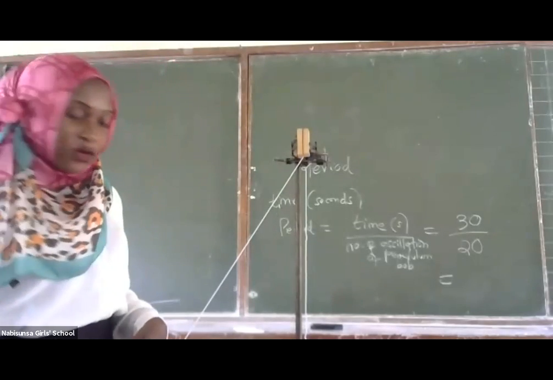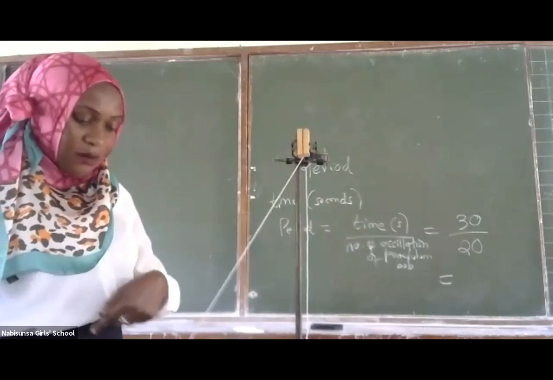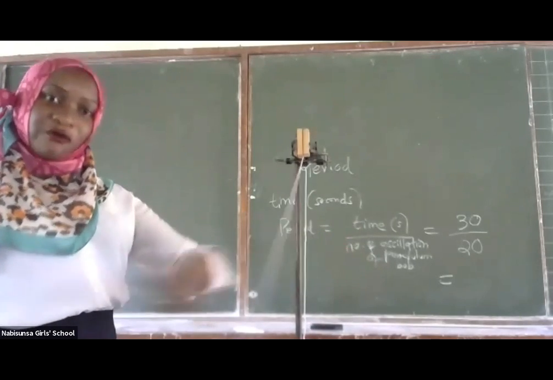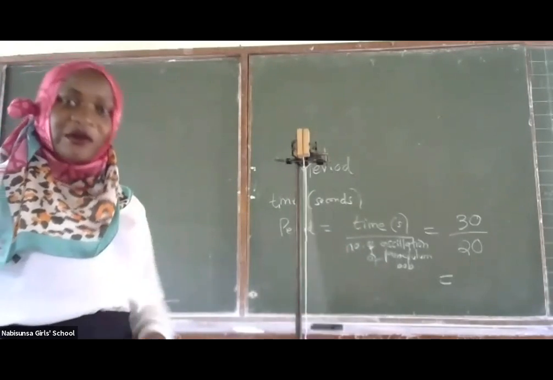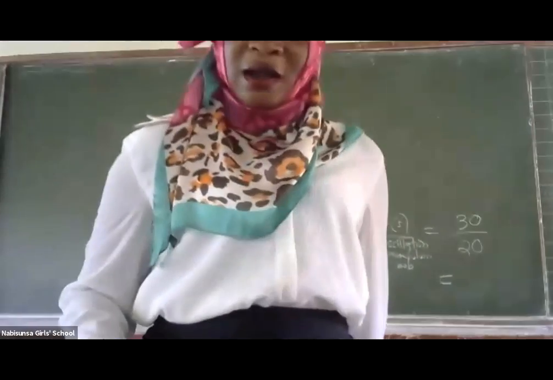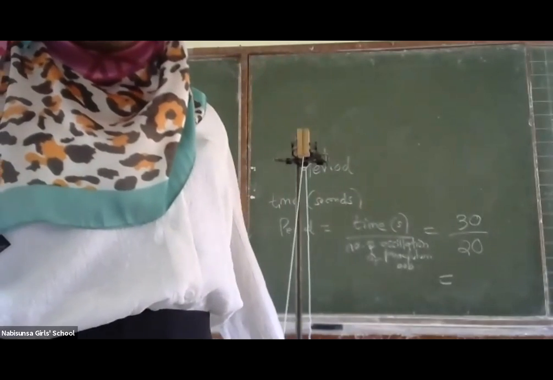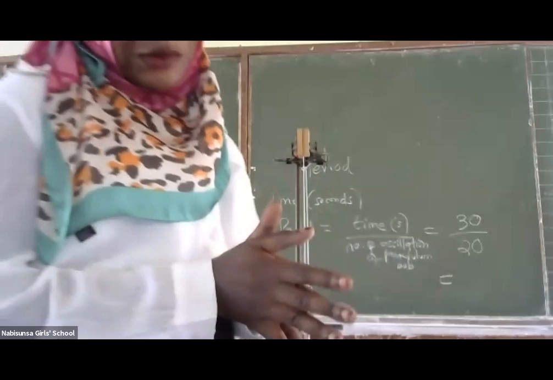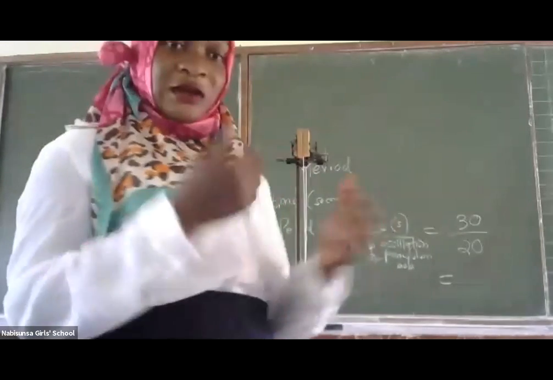I'm showing you once more. Go 1, 2, 3, 4, 5. You have to wait for it to first go and come back. Go and come back. That's how we count the number of oscillations. That was time, a physical quantity.